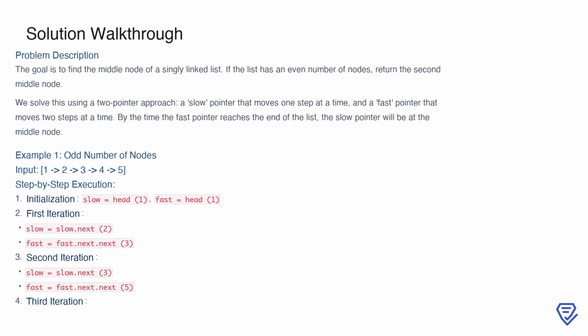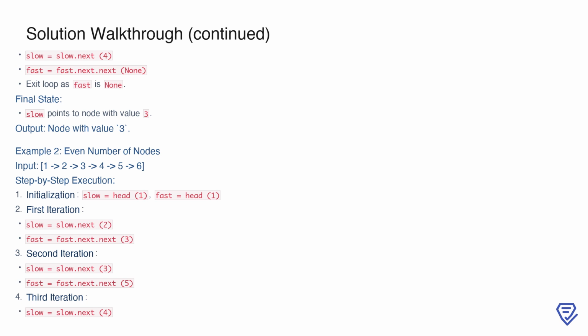On the third iteration, the slow pointer moves to node 4, but the fast pointer tries to move 2 steps forward and becomes null, which ends the loop. At the end of this process, the slow pointer is pointing to the node with value 3, which is the middle node for this odd length list. The output in this case is the node with value 3.